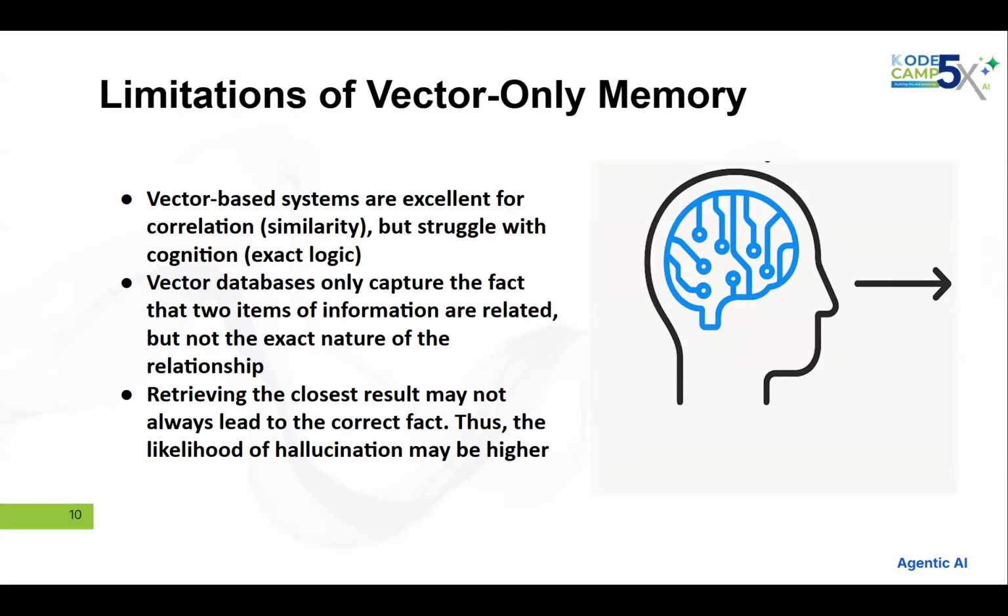I am a trainer in CodeCamp 5x, right? It's a fact, but really, what does it mean? How am I related to CodeCamp 5x? The vector-based memory may not really capture the nature of my relationship with CodeCamp. Yes, it's a fact that I'm a trainer in CodeCamp, but what really does that mean?